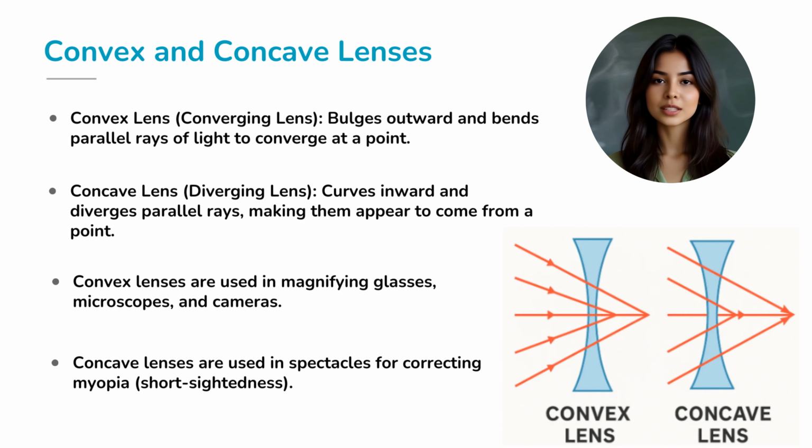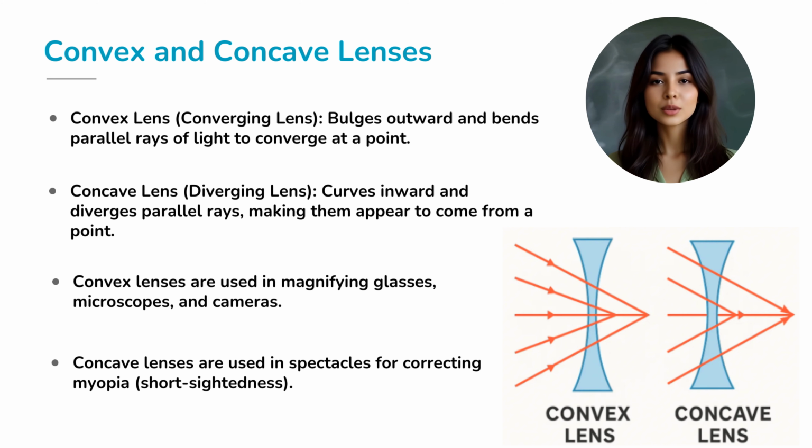Think of them like cousins in the same family, but with completely opposite personalities. First, the convex lens. Picture it as two balls stuck back to back, bulging outward in the middle. Now here's the fun part. When parallel rays of light enter a convex lens, the lens bends them inward until they all meet at one point. That special meeting spot is called the focus. Because it gathers or converges the light, we proudly call it a converging lens.